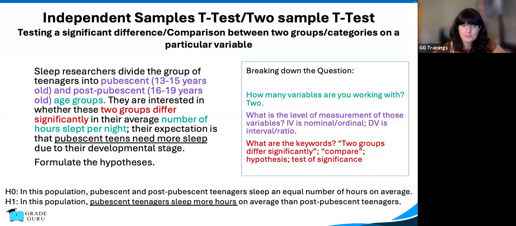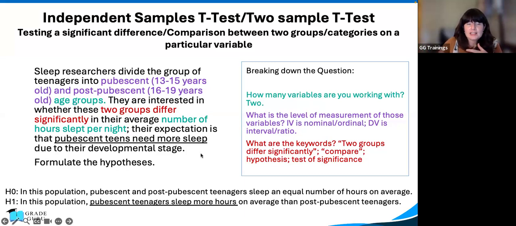So, two-sample t-test. And I can guarantee you that number of hours slept per night is going to be an interval or a ratio variable, most likely ratio. Not just because it has to be that way, because I know it's a t-test already, but because it says average number of hours. You cannot create an average out of categories, so it has to be continuous.